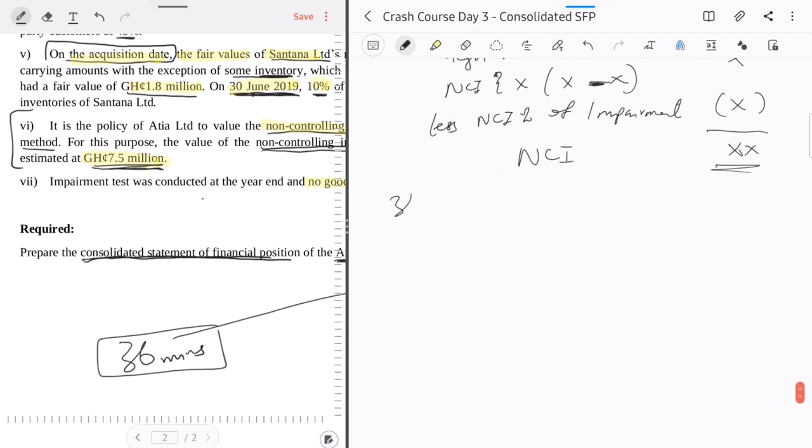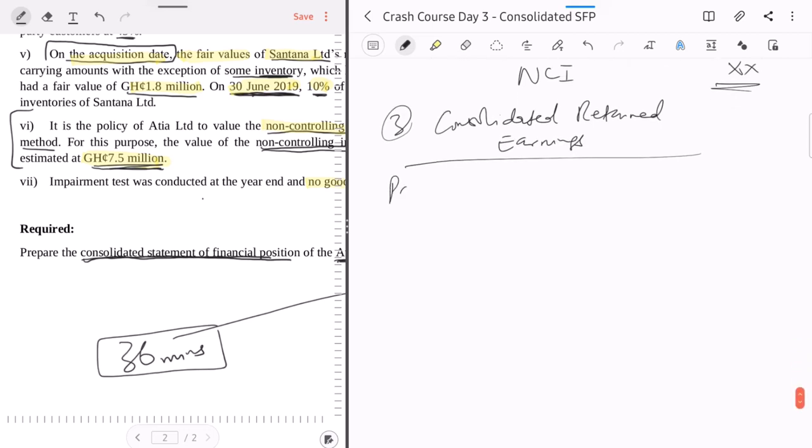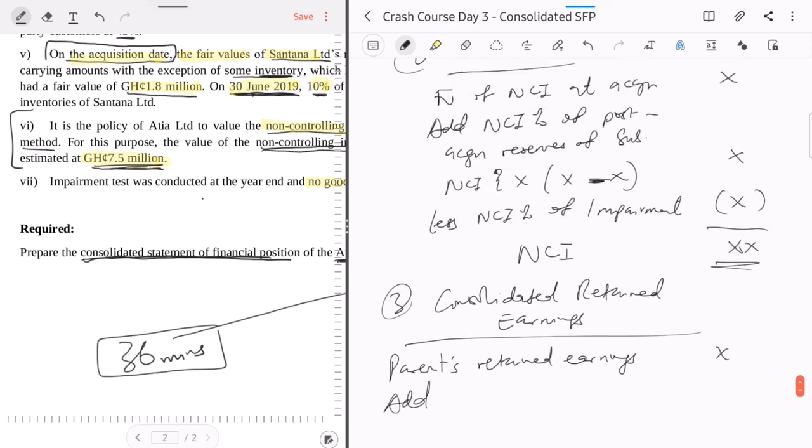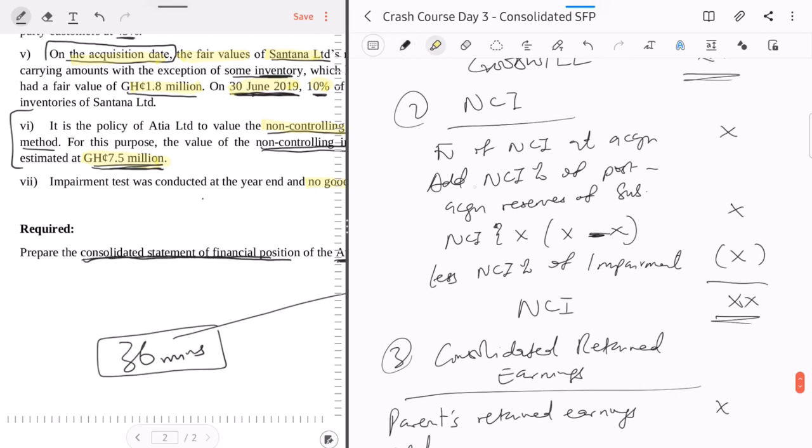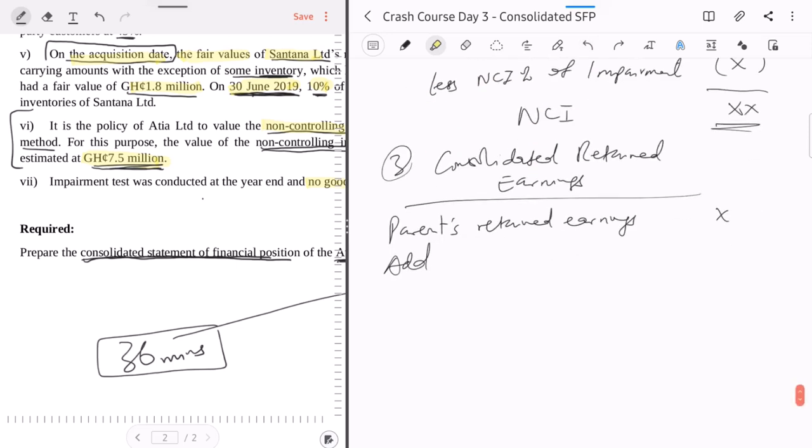Then the final working you do is to do your consolidated retained earnings. How does that look like? Simple. You always start with the parent's retained earnings. Then you add what? The same way you added the NCI share of post-acquisition reserves here. Right, you do same, but this time for the parent's share.